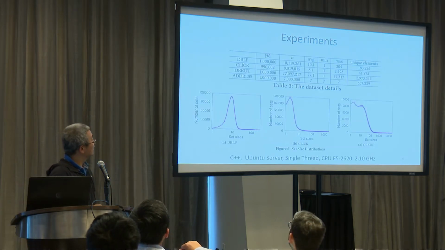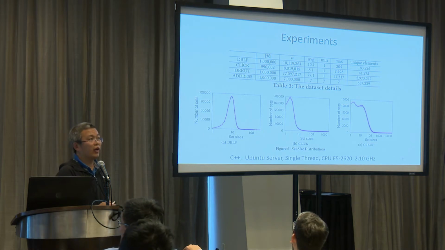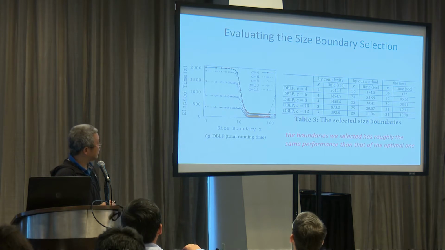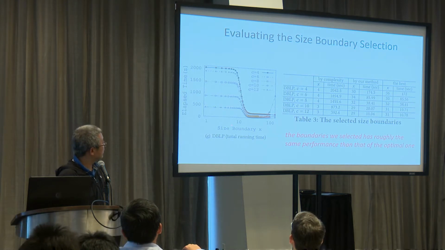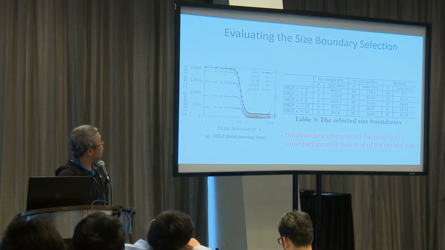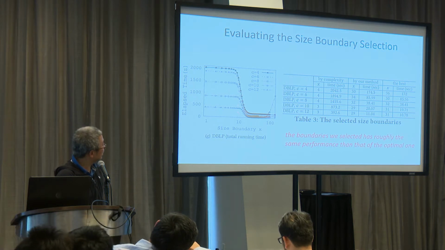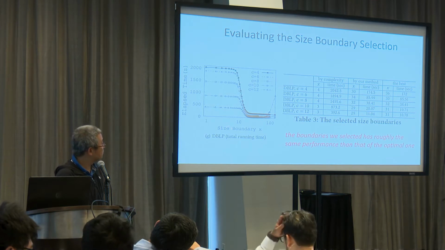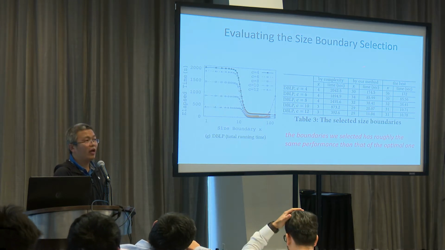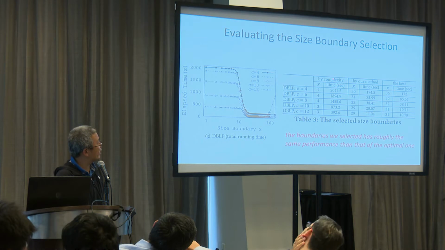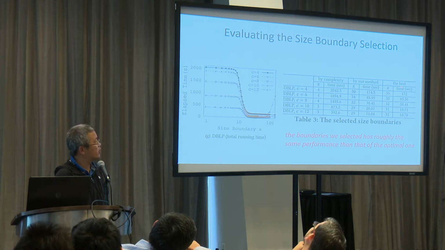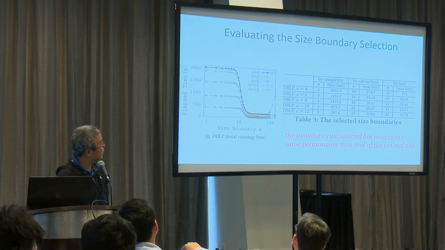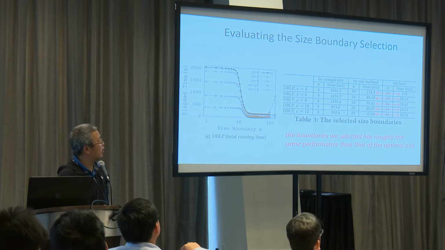Okay, only one minute. We tried four datasets with different size distributions. This figure shows that with the increase of x, the cost, the time, first decreases and then increases. So we must select the best size boundary, and we have three methods. The first one is by complexity, then our methods, and the best. We can see that our methods nearly achieve the best performance, as good as the optimal one.